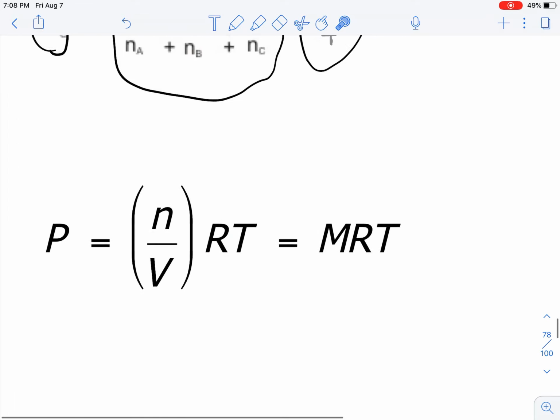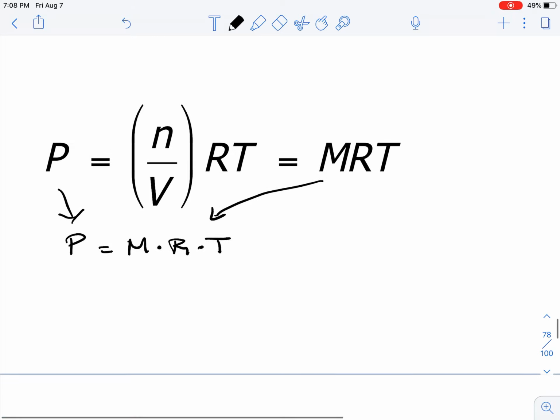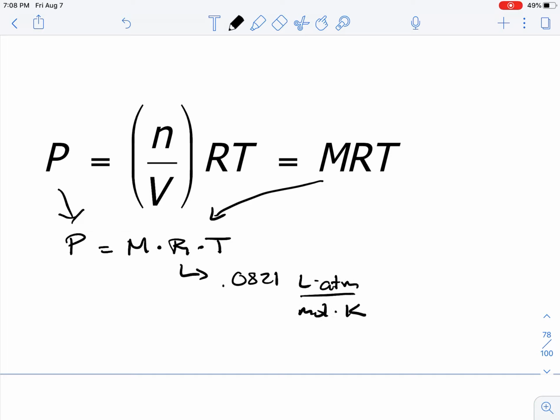However, we can also calculate the partial pressure in a different manner. If you recall, PV equals nRT can be rewritten, putting these two together, so pressure is equal to the concentration times R times T. And this R value is going to be 0.0821 liters atmospheres per mole Kelvin, and the unit for temperature is going to be in Kelvin.